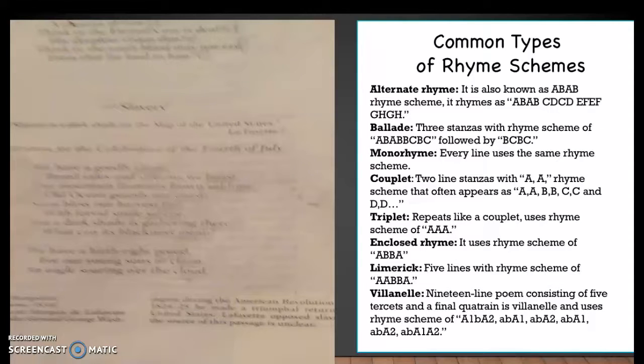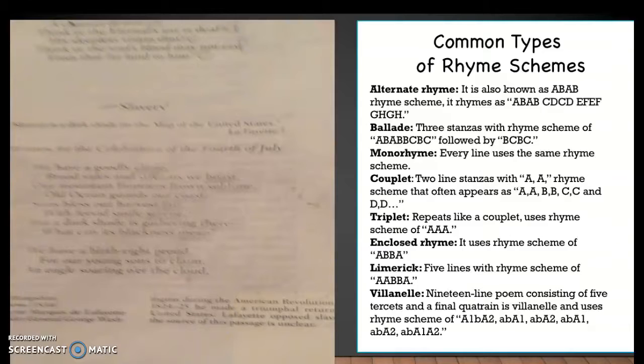A couplet is 2-line stanzas with the same rhyme scheme. So it's like A-A, B-B, or C-C. Triplets are like couplets except they have 3 lines in the rhyme scheme, such as A-A-A. Enclosed rhyme uses a rhyme scheme of A, B, B, A. For example, the first line and the last line are the lines that close up the rhyme scheme, rhyme. A limerick is 5 lines with a rhyme scheme of A, A, B, B, A. A villanelle is a 19-line poem consisting of 5 tercets and a final quatrain.